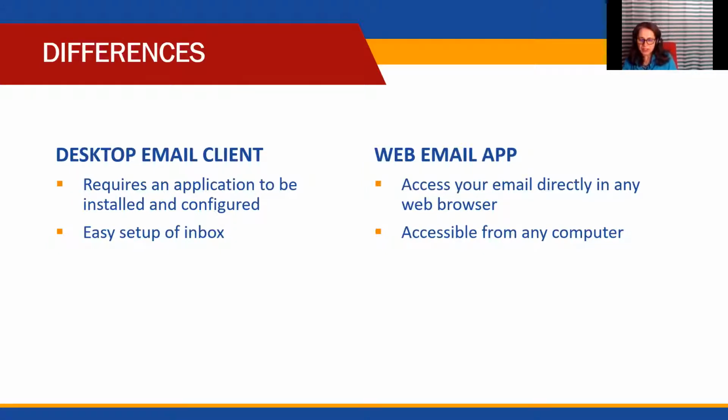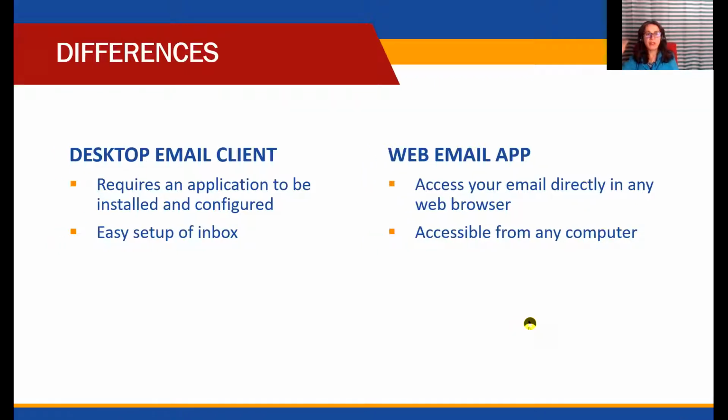The webmail version, you can access your email anywhere in any browser, and it's accessible from any computer. So the webmail is something that is really handy if you travel a lot and you want to access your email. A lot of the desktop versions, a lot of places will allow you to do it through a VPN, a virtual private network. So there's a little bit more work involved in that, but it's also more secure. So now we're going to show you the differences. So I'm going to show you Outlook Desktop.